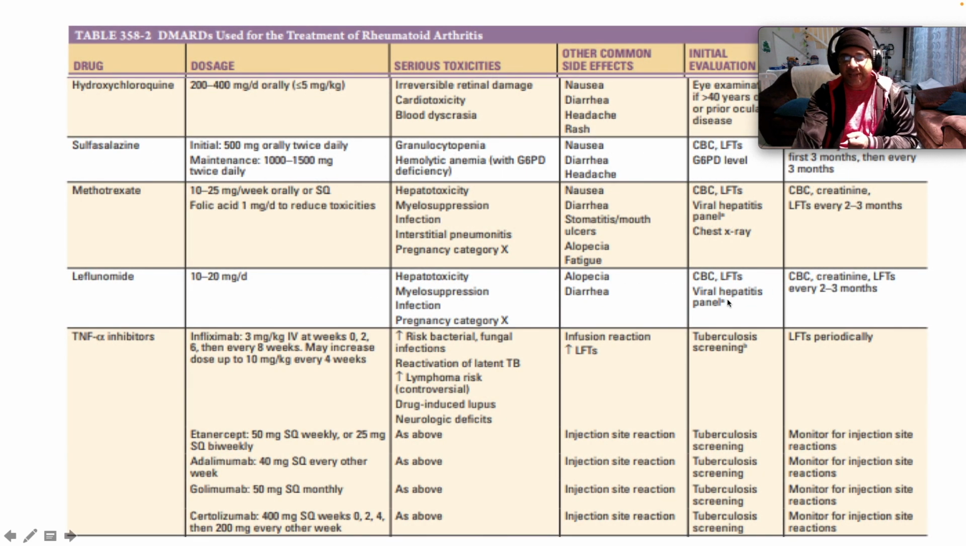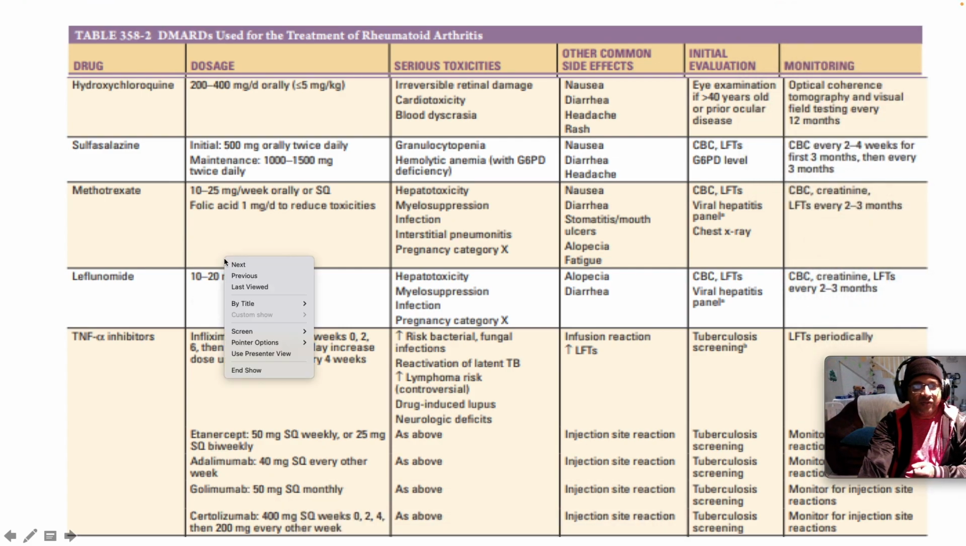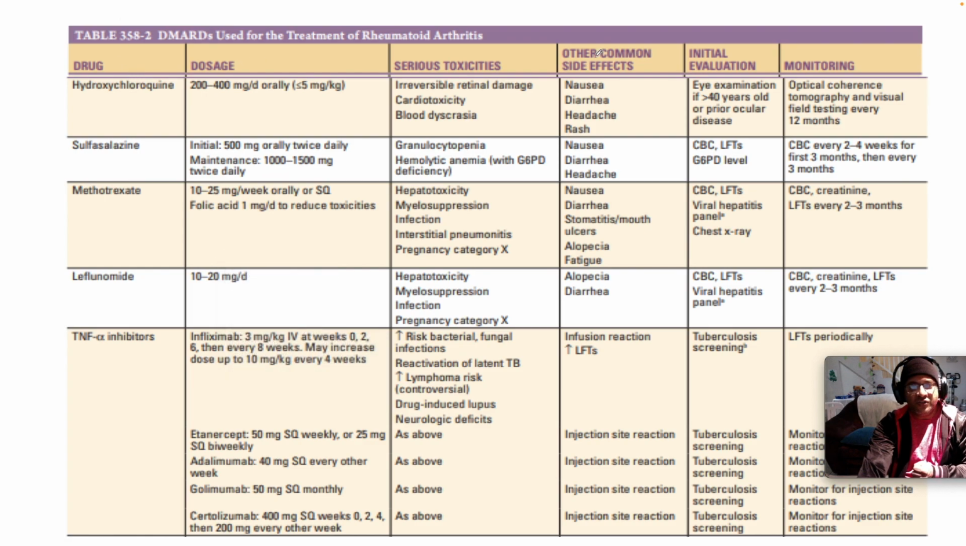Now let's have a look, guys. There are a whole truckload of drugs we can use. Let's firstly speak to these in terms of our headings: the drug, the dosage, the serious toxicities to watch out for, other common side effects, how you're going to evaluate and monitor them, right?